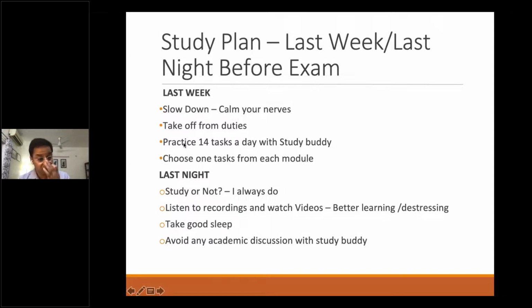Last night, well, everybody says do not study on the last night. I always do. I can't give up, but it's a different examination. So you have to have a different strategy to prepare for the last night. I'm not saying study the last night, just listen to all the recordings, watch videos. It's de-stressing. It will calm your nerves. Reading is stressful. So preparation should be like this. Take a good sleep and avoid any academic discussion with anybody. Everybody behaves in a very different way the last night. They will be on edge.